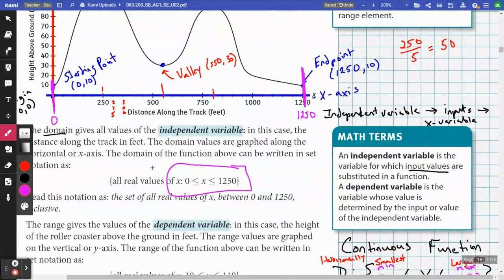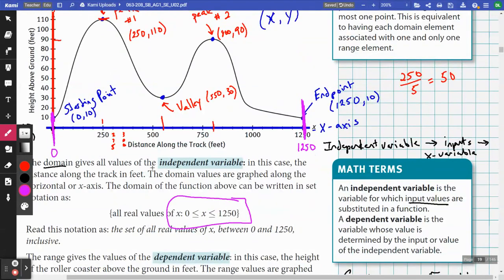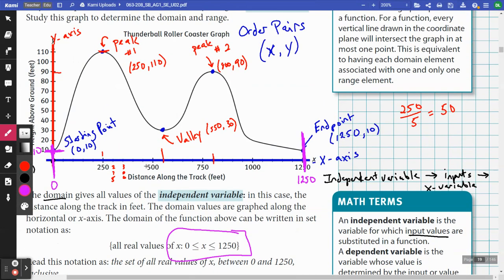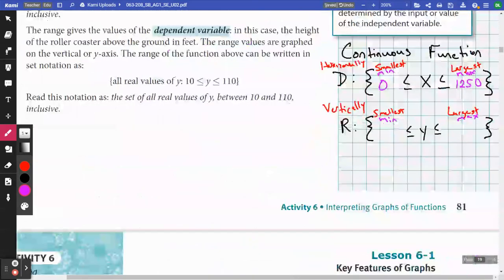Look at it vertically. What is the minimum? How far down? What's the lowest point? 10, right there at 10, right? What's the highest point? 110, right there at 110. So that's what I write. The minimum is 10. The maximum is 110. That's where they got this from for the range.